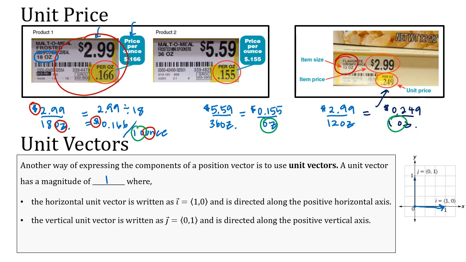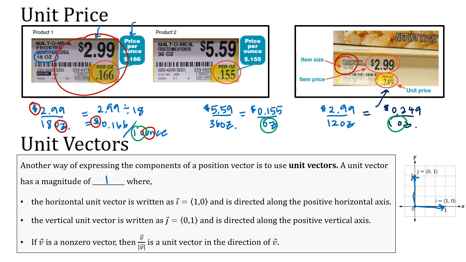The vertical unit vector we call unit vector j, and that is the same thing that we just saw with unit vector i, only now we're starting at the origin and we're going nowhere along the horizontal axis and we're going up 1 unit. That is what makes it directed along the positive vertical axis.